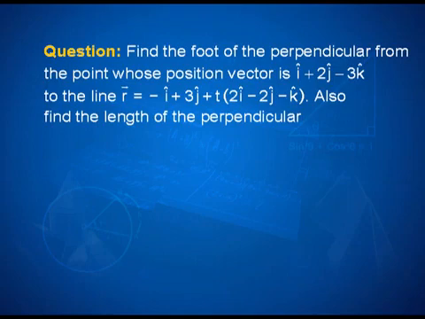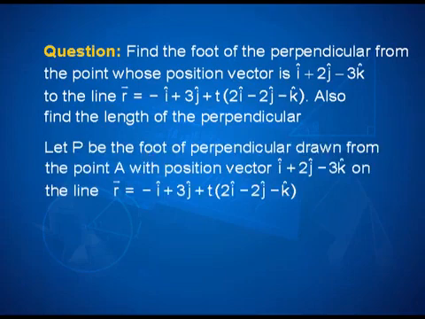Let's take a question which consolidates all that you have learned today. The question says: find the foot of the perpendicular from the point whose position vector is i cap plus 2j cap minus 3k cap to the line r equal to minus i cap plus 3j cap plus t times (2i cap minus 2j cap minus k cap). We also have to find the length of the perpendicular. So, when you look at this situation, if I take a point A from where the perpendicular is drawn, then I need to find the coordinates or the position vector of the point P.